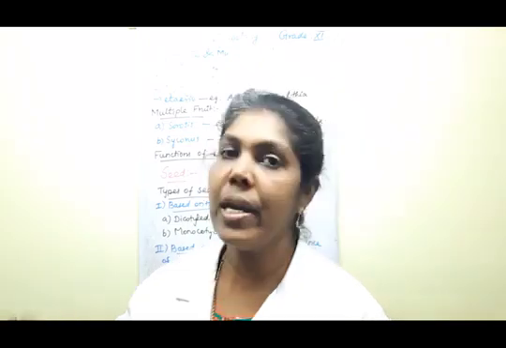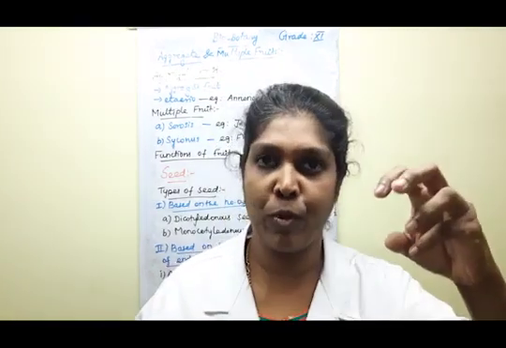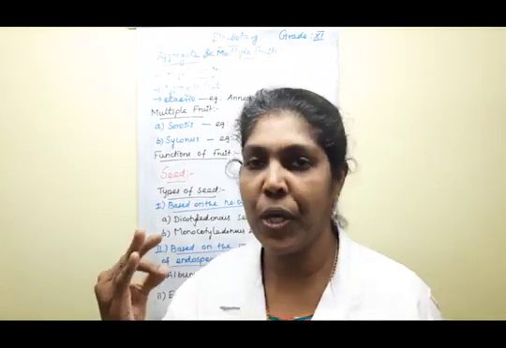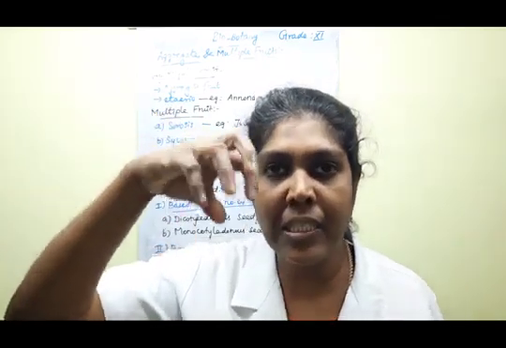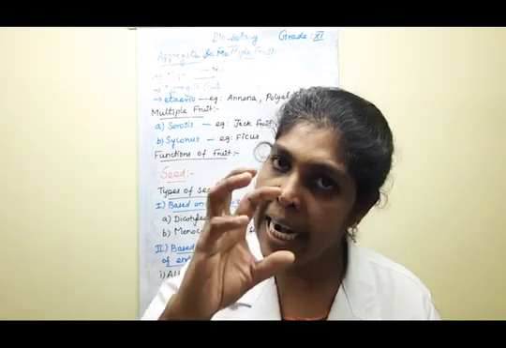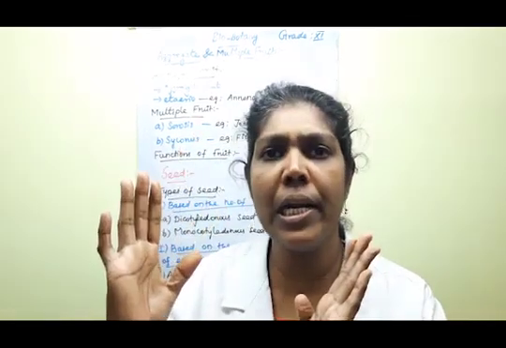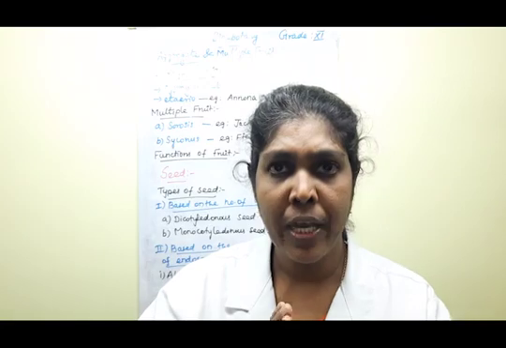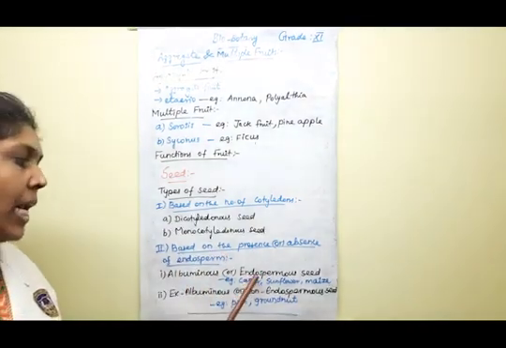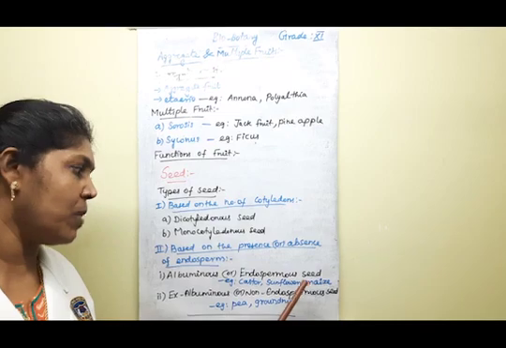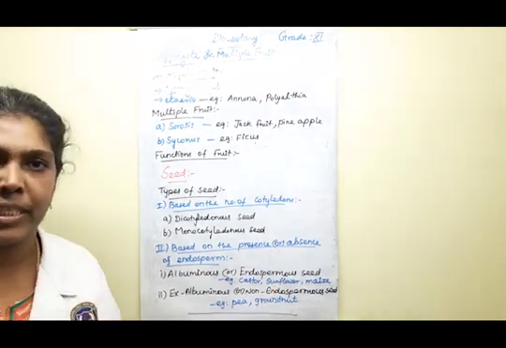Yes. Then the second point, I said, is based on the presence and absence of endosperm. What do you mean by endosperm? Here you are going to learn this term. Endosperm is the nutritive tissue present inside the seed. Clear? Based on the presence and absence of endosperm, seeds are divided into two types. One is the albuminous seed, also known as the endospermous seed. The second one is the exalbuminous seed or non-endospermous seed.